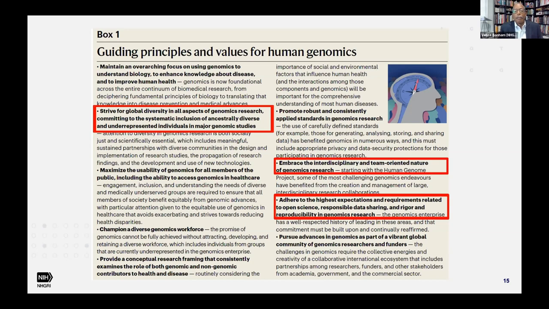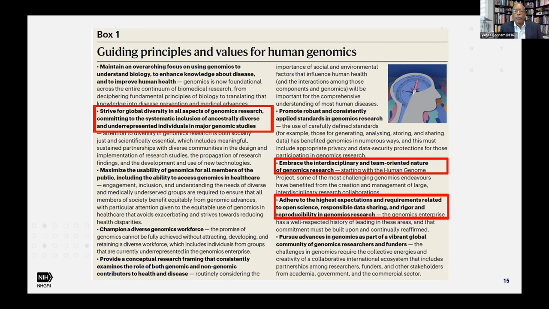The second area is to embrace the interdisciplinary and team-oriented nature of genomics research. And I think this AnVIL program and the process of the AnVIL program is a perfect model of how we develop interdisciplinary teams and work together in collaborative ways and can be a model for the field. And I just encourage that of this group.